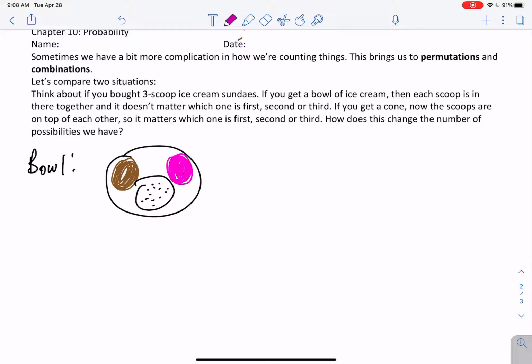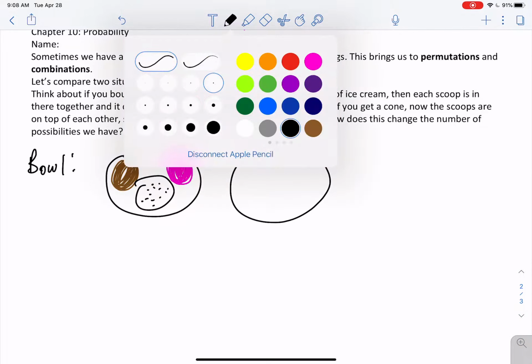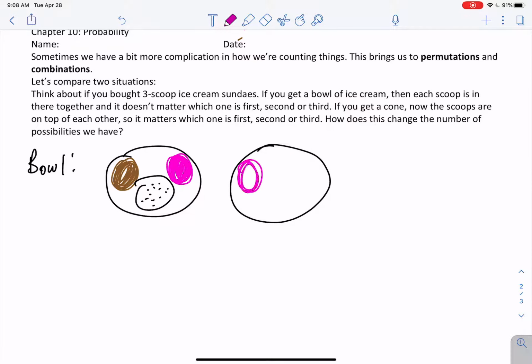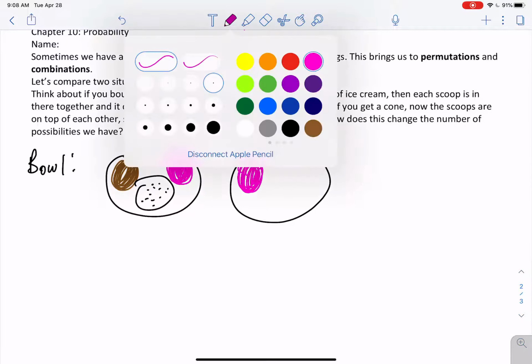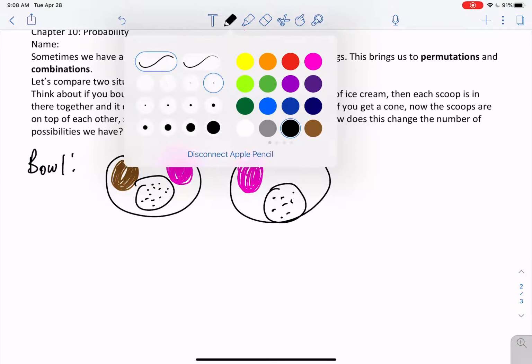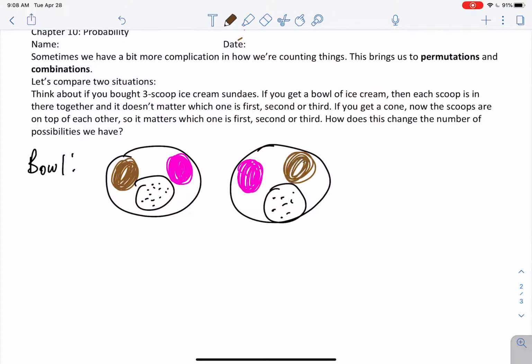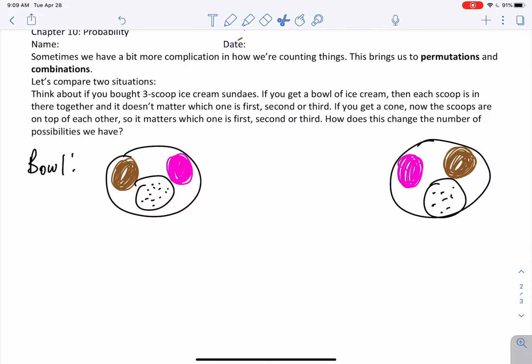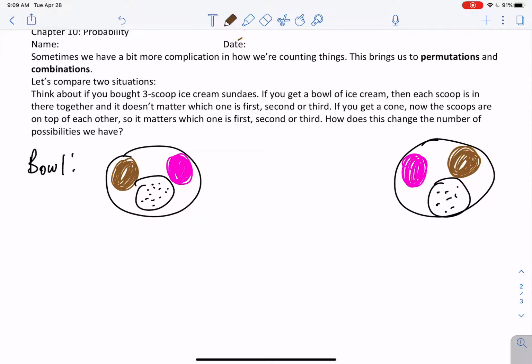Okay. My drawing skills aside, if I do another bowl, the only thing I can change here is the order I put these things in. So I could put the strawberry on this side, I could keep the vanilla here, and the chocolate over here. But it's not really changing the bowl of ice cream, because if I just rotate this, it's going to look the same as the other bowl. So these really aren't different bowls. There's really just one bowl of ice cream I can make. This is basically the same thing. Let's keep that off to the side.